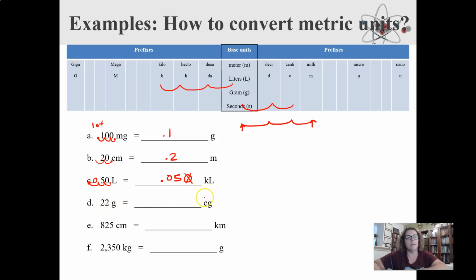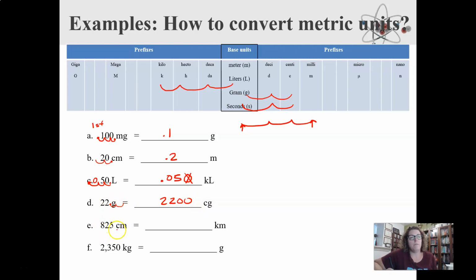22 grams going to centigrams. I'm starting right here with grams, and I'm going to centi, and centi's right over here. So 1 and 2, I moved 2 places to the right. I don't have a decimal, so I'm going to start at the end and go 1, 2. So my 22 just became 2200. Do I keep the decimal at the end? No, I do not, because my 22 only had 2 sig figs.